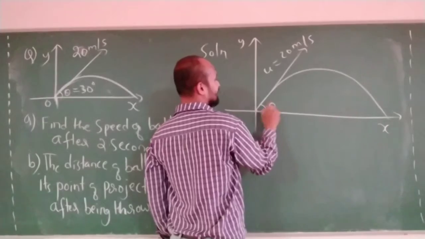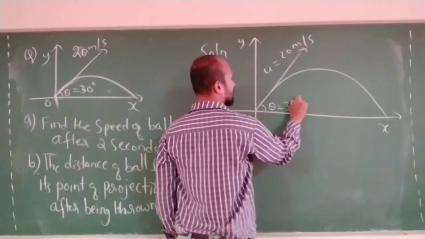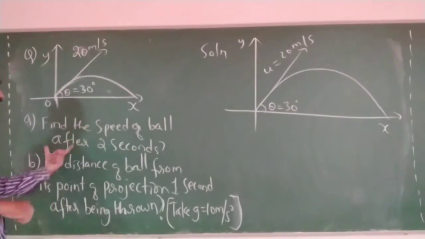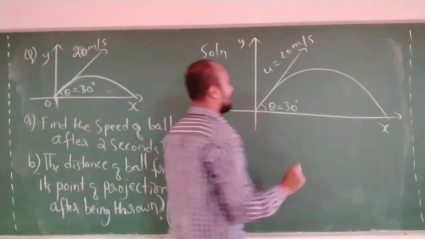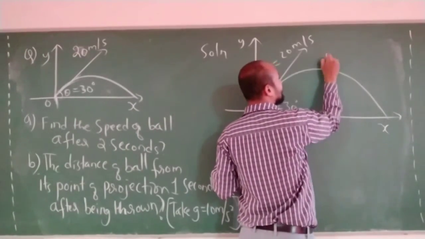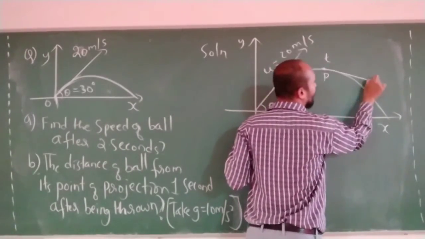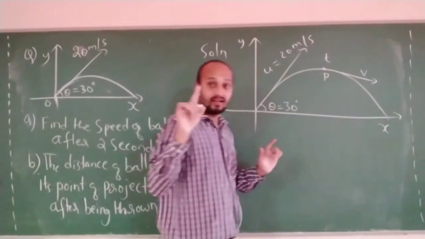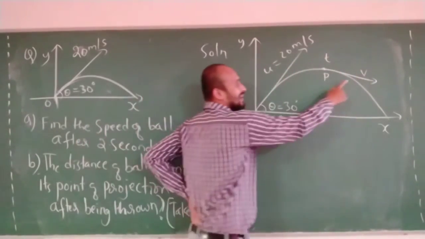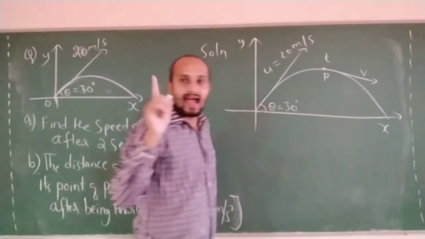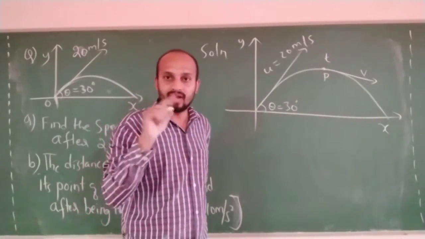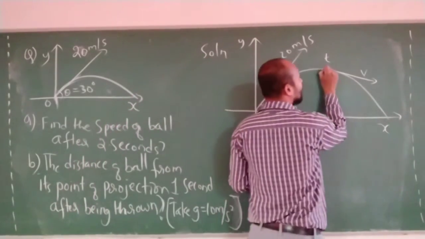Correct, no? Having angle theta how much? 30 degrees. Find the speed of a ball after 2 seconds. Let's say after a particular time t, the speed of the particle is v. I need to find v now. I have a direct formula, but the problem is I must know the angle.